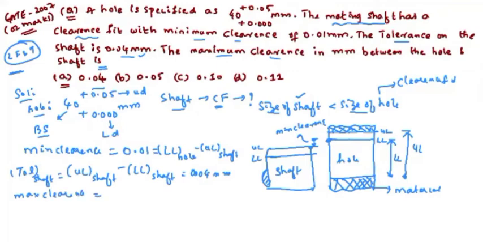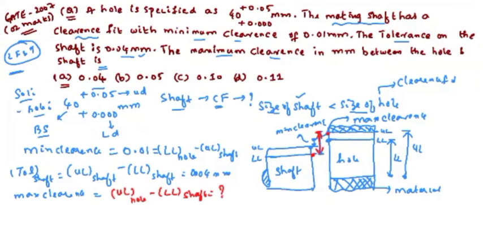So what is the maximum clearance? From this point to this point, this value is the maximum clearance. It is the difference between upper limit of the hole and lower limit of the shaft. This distance is the maximum clearance. So I'm writing it as maximum clearance equals upper limit of the hole minus lower limit of the shaft. We need to find this.